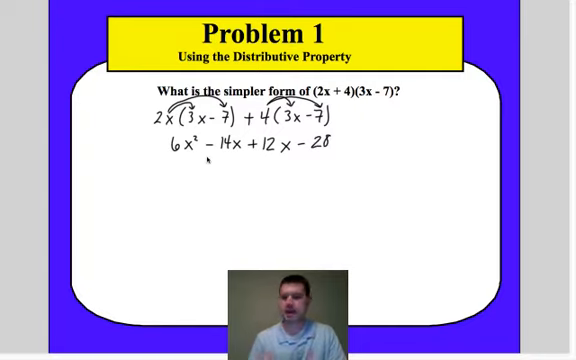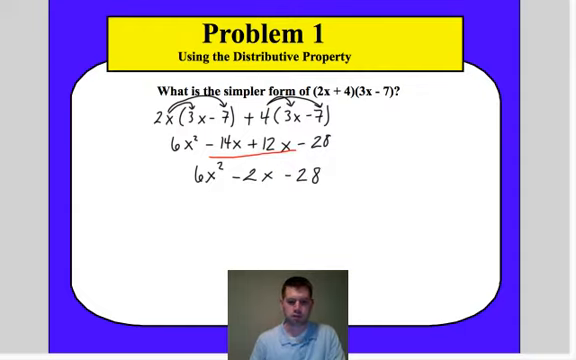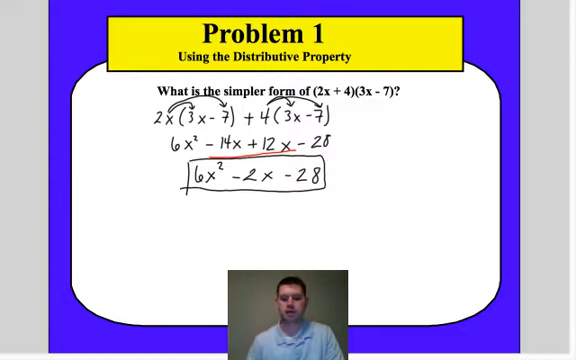Now at this point I just want to add like terms. I see 6x squared, and there are no other like terms, as we've discussed in previous sections, so it's just 6x squared. But here I have the negative 14x and the 12x, which becomes a negative 2x. I had negative 14, gained 12, so I'm still short 2 there. And then negative 28. There would be my multiplication of a binomial times a binomial.